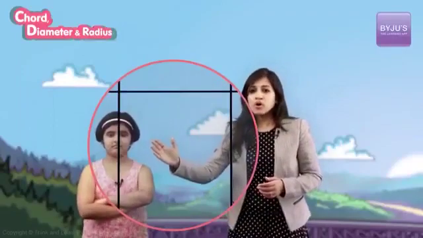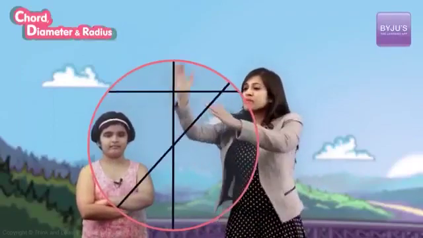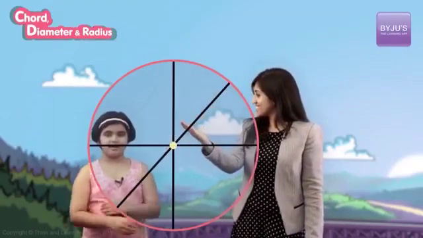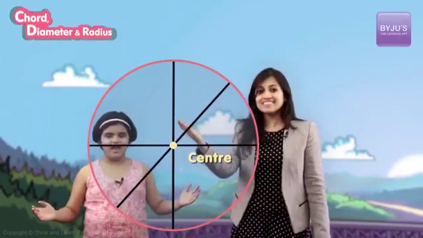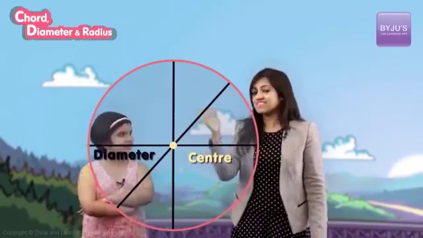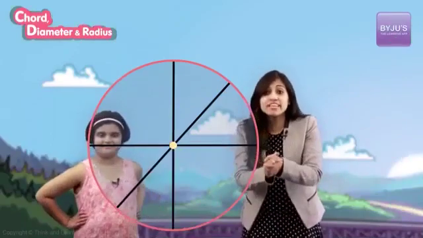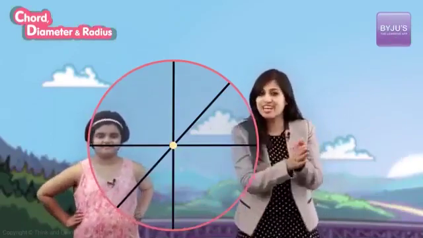Okay, wait, don't jump to conclusions. Let's give it one more try. So let's try that. Here's my circle. Here are 3 chords. Now, I'm just going to keep moving them. And look, they are intersecting. What is this point? It's the center of the circle. And the line is a diameter. Yes. So this is a very, very special feature of the diameter.